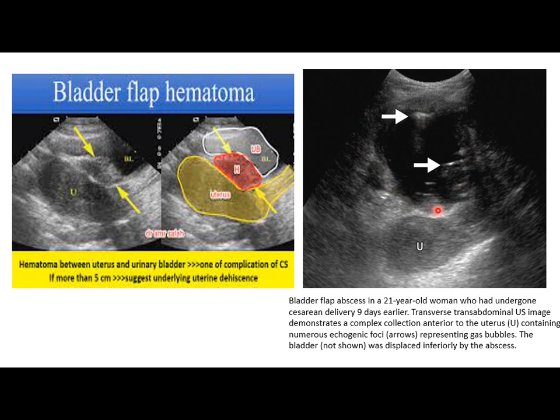This ultrasound shows a well-defined anechoic area with multiple hyperechoic or echogenic contents, indicating abscess formation due to bladder flap hematoma. So if a bladder flap hematoma is less than 4 cm, it is normal, but if it is more than that, it is abnormal because it may become infected and cause abscess formation.